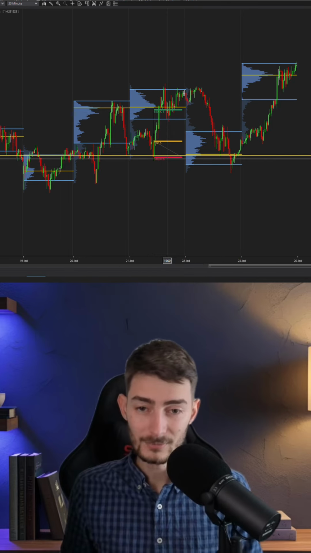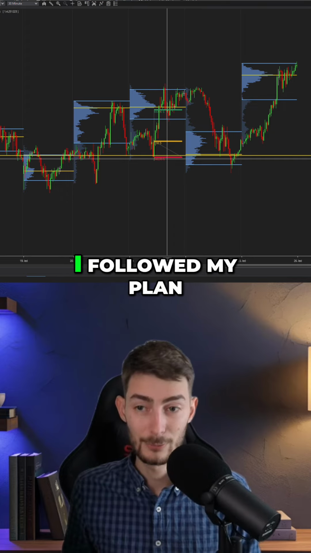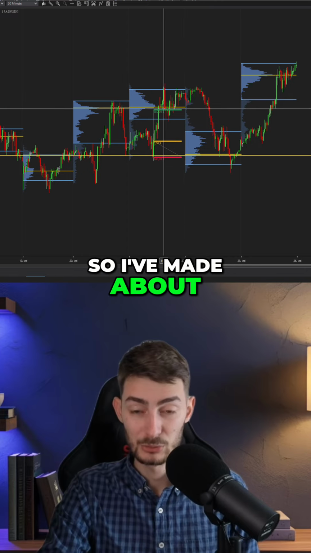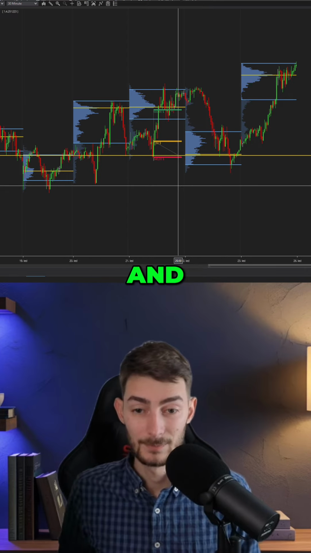However, by trading 1-to-2 risk reward ratio, I followed my plan. I closed the trade in a very nice profit. So I've made about $60 on this trade per one account, and that's it.